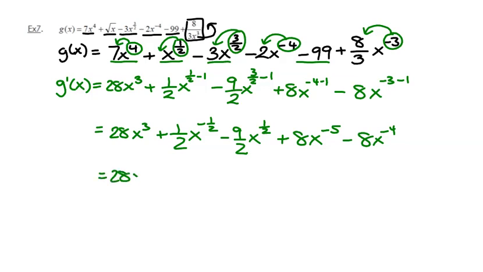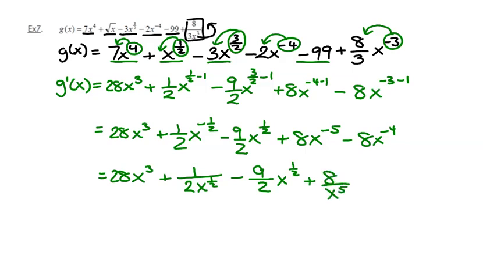So this one's fine. This one, I'm going to embed that x to the power of 1/2 positive into the denominator. Minus 9 over 2. Whoops, made that a little bit long. X to the power of 1 over 2. Plus 8 over x to the power of 5. Minus 8x to the power of 4.